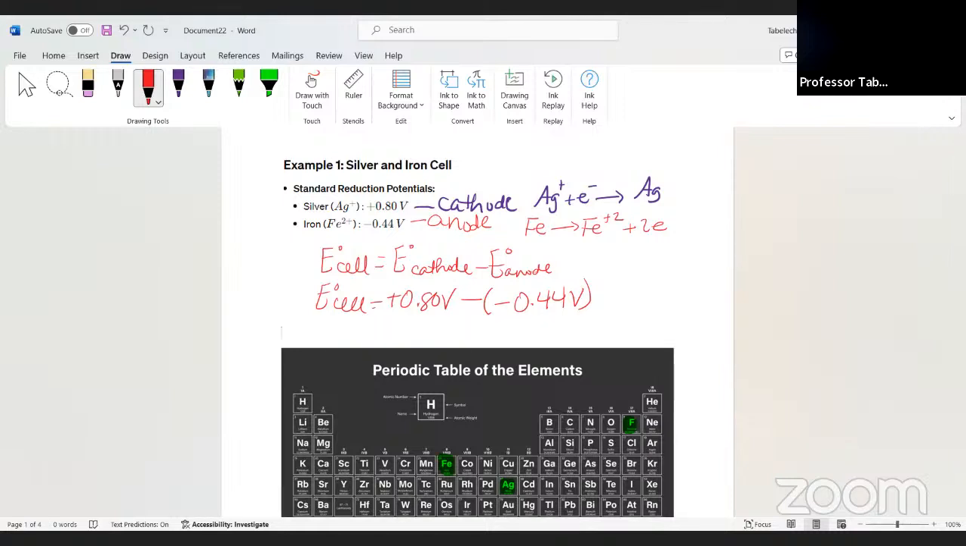But again, because I know you all want to see this in action, here we go. 0.80 minus negative 0.44, and you get positive 1.24, okay? Positive 1.24 volts.